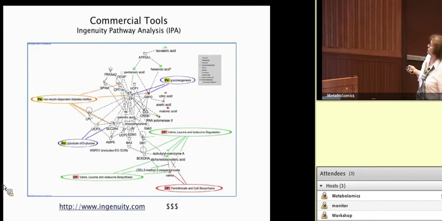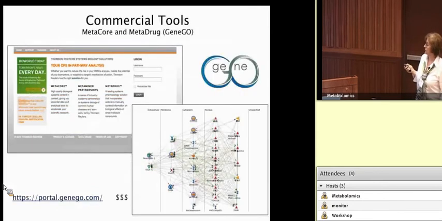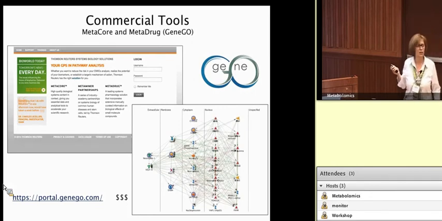So in the interest of time, I'll just briefly mention two commercial tools. Many of you may be familiar with them. One is Ingenuity Pathway Analysis, and it handles metabolomics data and gene expression data. It's pricey, but you can get a free trial version and at least get an idea of what you can do with that. Another one is from the company that used to be called GeneGo. Now they're part of Thomson Reuters. Nonetheless, it's a useful tool.